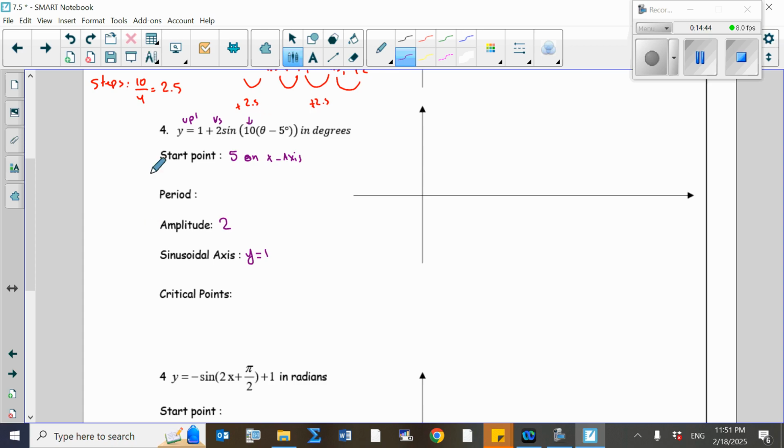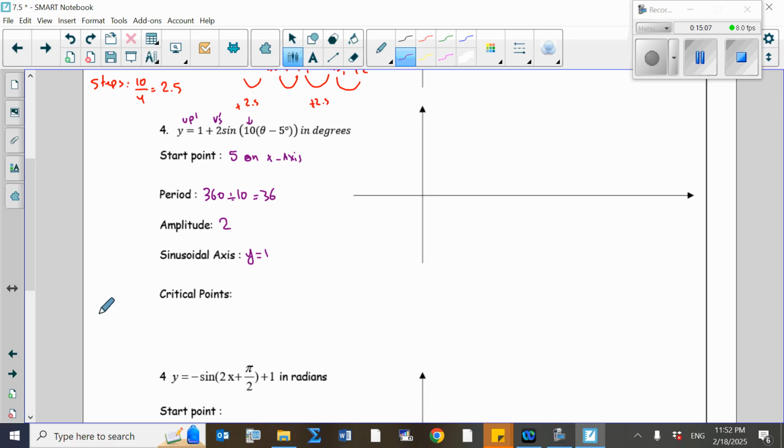Now this is the b value. So the period of the function will be compressed. It's going to be shorter because this value is greater than 1. How? We're working with degrees, so you're going to divide the 360 by 10. So it's going to be 36. That's the new period of the function.